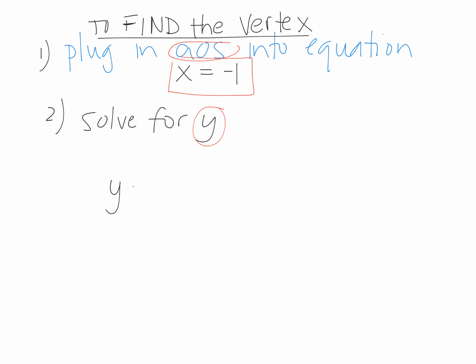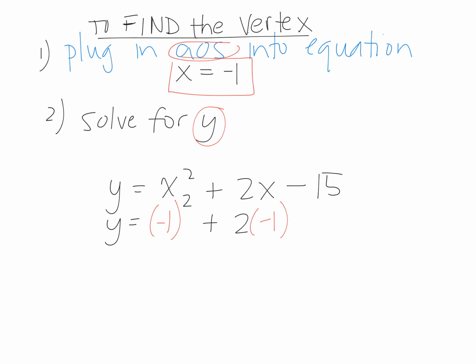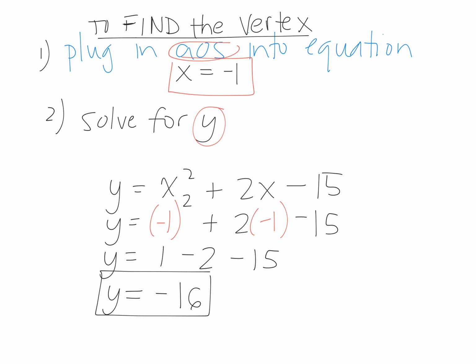So let's get our equation, x squared plus 2x minus 15. We're gonna replace x with -1 because that is our x value of the vertex. Replace x with -1 and solve. Use BEDMAS. What is -1 squared? -1 times -1 is +1. What's 2 times -1? Take away 15. What is y equal to? -16. So therefore, where's the vertex located then?